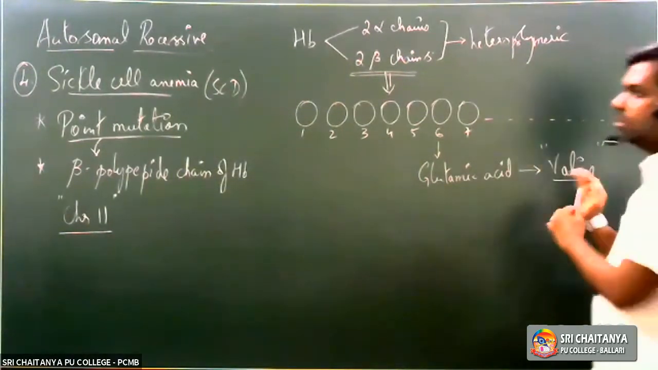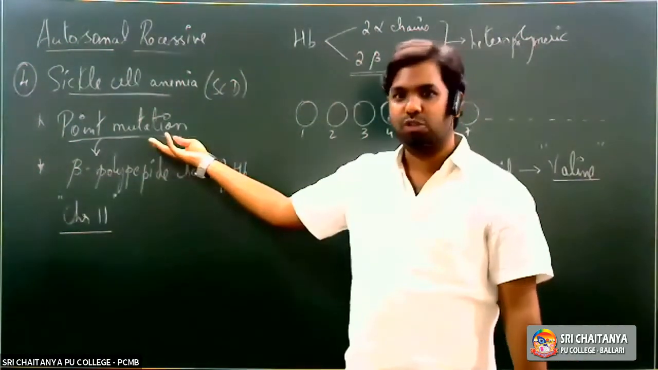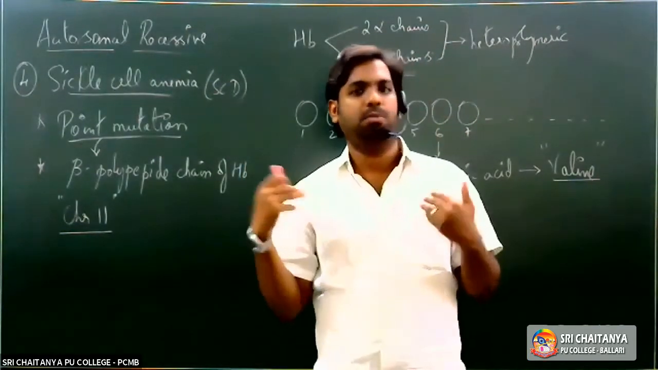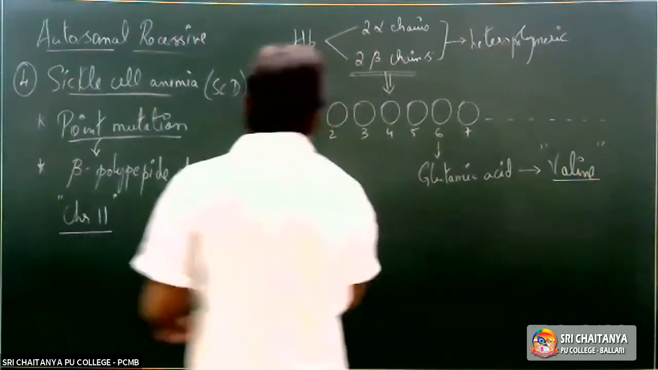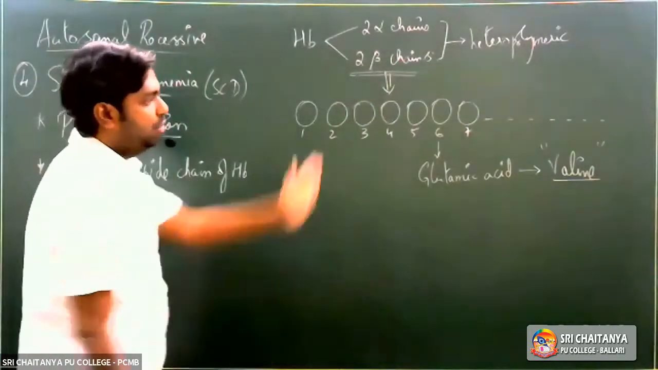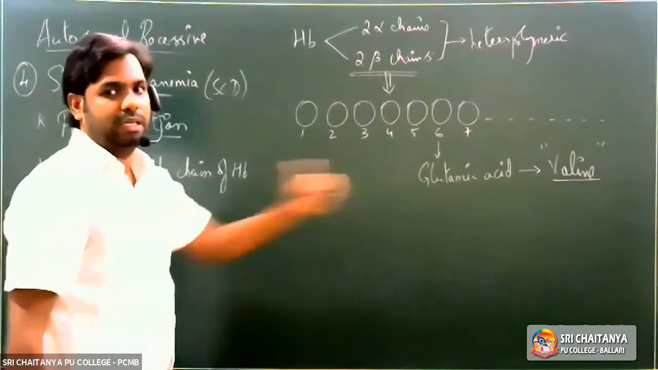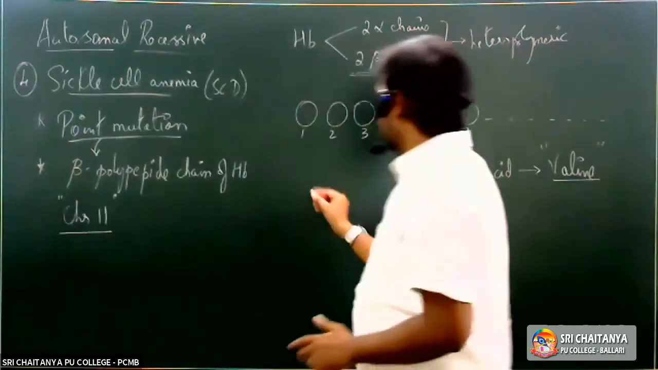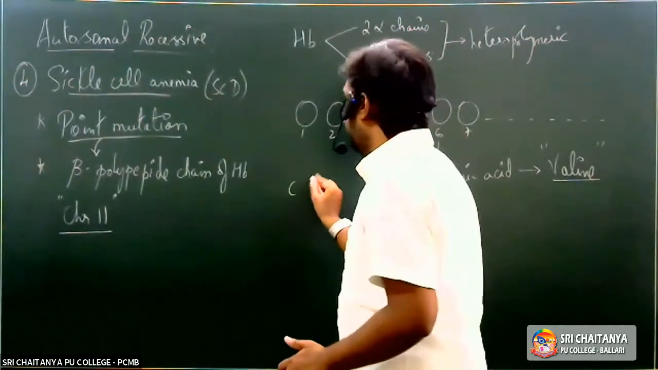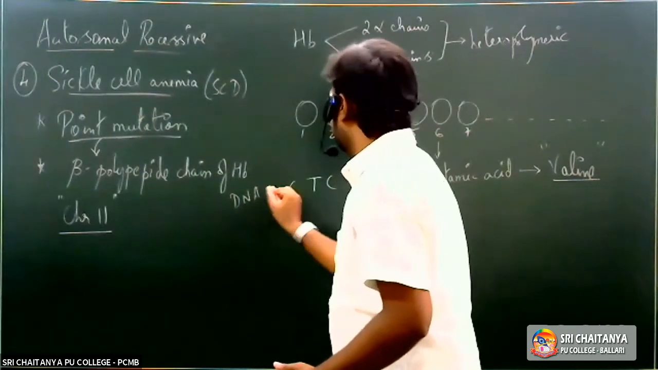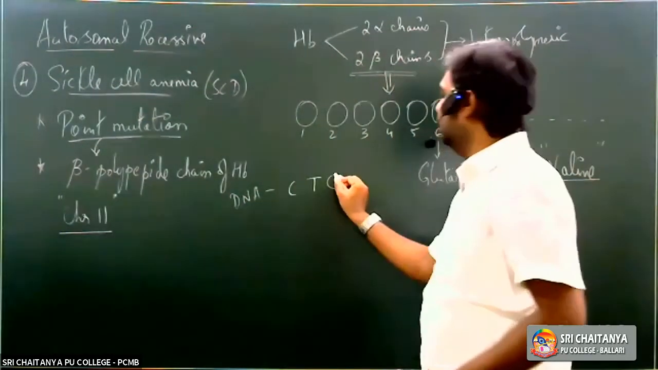Why is it being replaced? Because of a point mutation. So let's go into details of where exactly the point mutation is happening. We'll first take up the normal conditions, then we'll get into the sickle cell condition. In normal conditions, the DNA sequence would be C, T, C. So the DNA sequence is CTC.